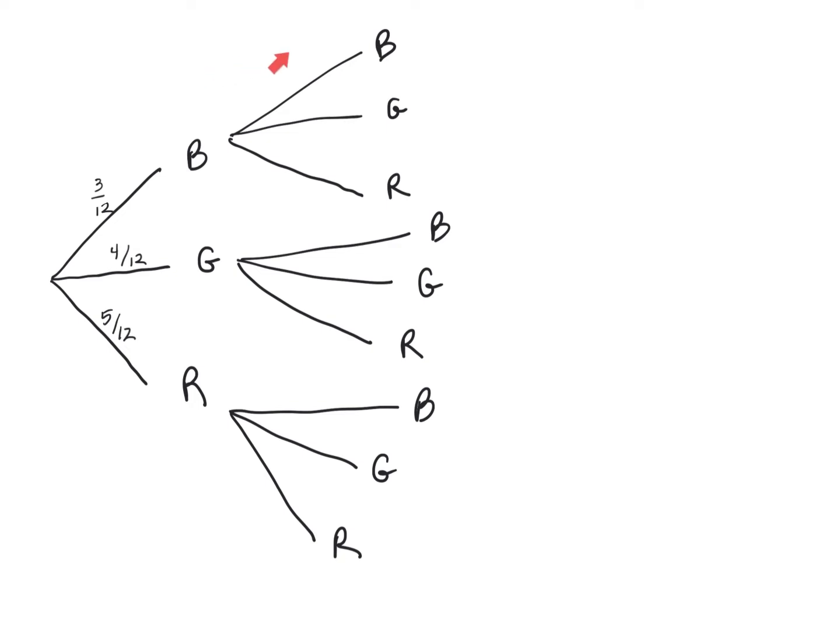The difference is on the second pick. You have to account for the fact that one of the chips is now missing from the bowl, so the probability changes. When a blue chip is picked first, there are only 2 blue chips and 11 total chips. When a green chip is picked first, there are only 3 green chips and 11 total chips. When a red chip is picked first, there are only 4 red chips and 11 total chips.